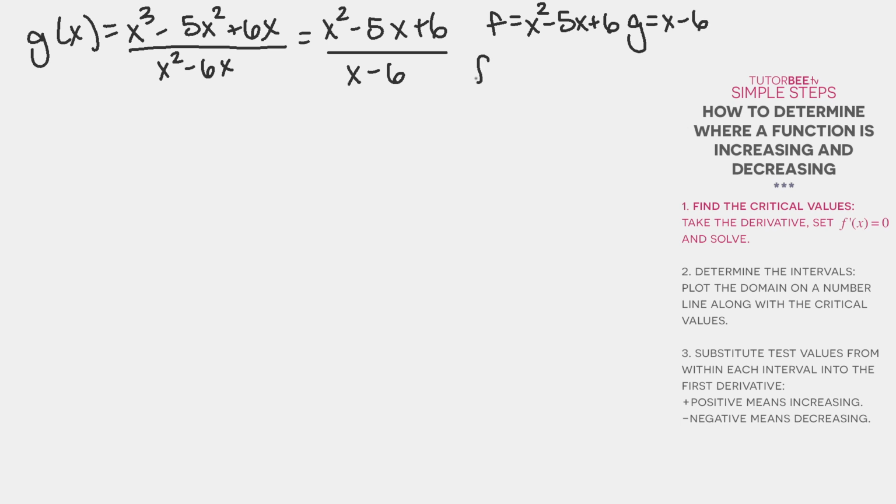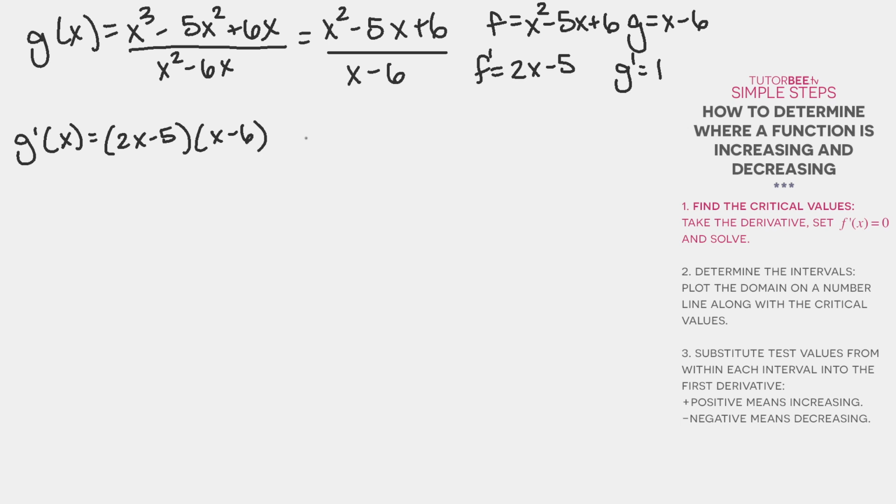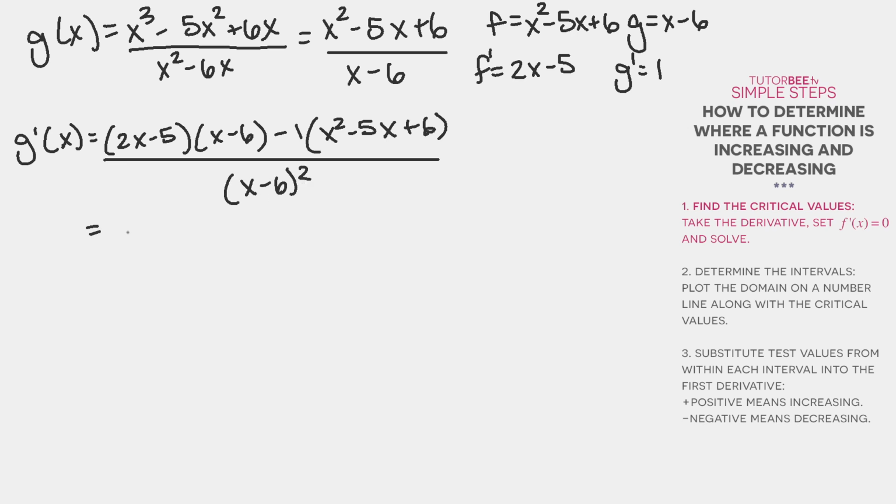So this is going to be quotient rule, right? So f prime is 2x minus 5. g prime is going to be 1. So our first derivative is going to be f prime g, so 2x minus 5 times x minus 6, minus g prime f, so 1 times x squared minus 5x plus 6. And that's all going to be over x minus 6 squared.